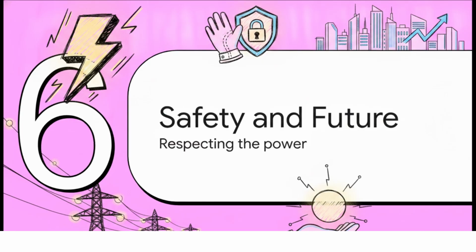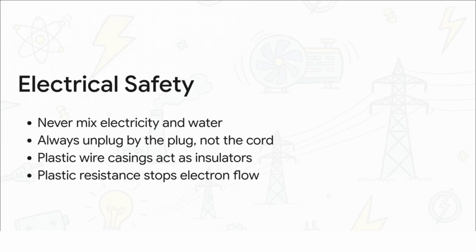And finally, Section 6. Power, safety, and the future. As we look at the whole shebang, it's absolutely crucial to respect how powerful this utility can be while also looking at how it's shaping our future. Because our bodies conduct electricity, we wrap our cords in plastic. Plastic is what we call an insulator. Unlike copper, the atoms in plastic hold on to their electrons incredibly tightly. They offer massive electrical resistance, stopping electron flow dead in its tracks. That's why you can safely grab a power cord while it's plugged in.